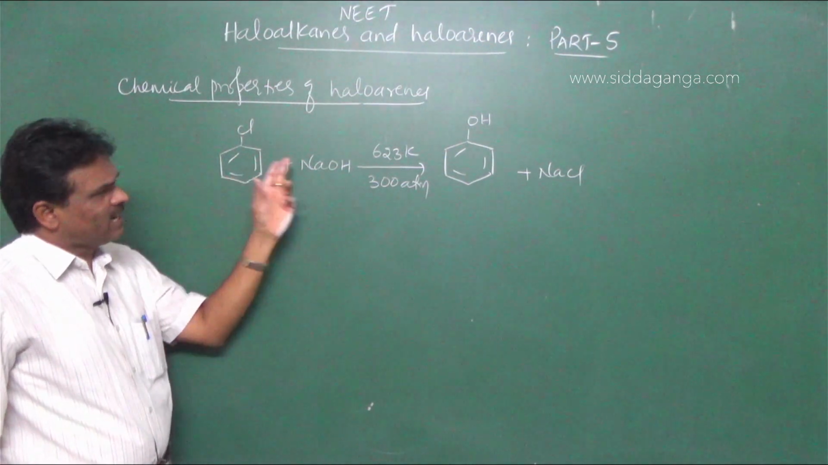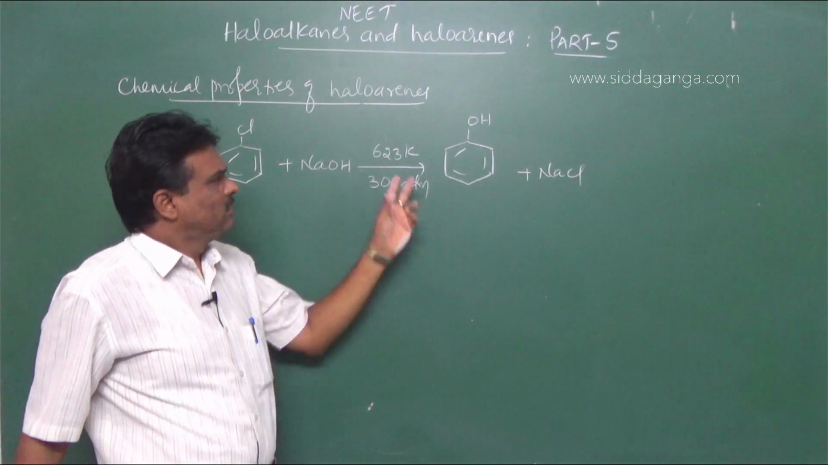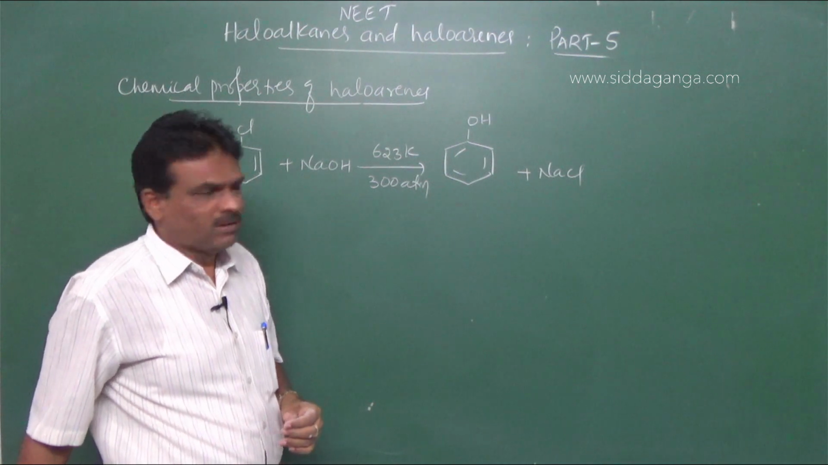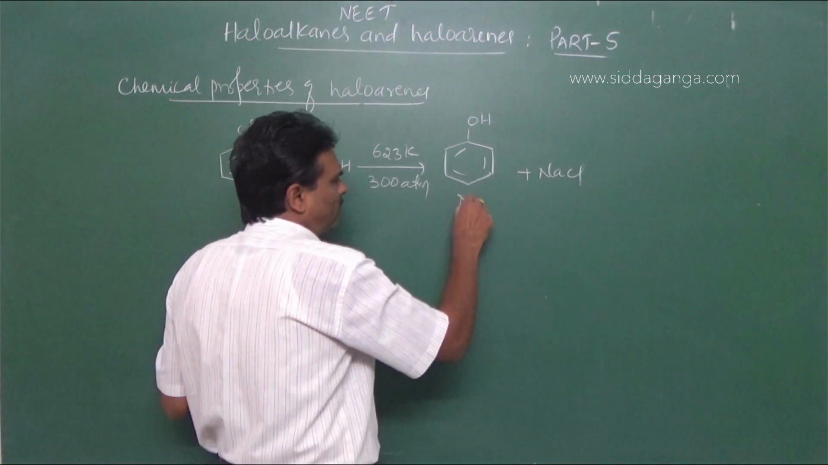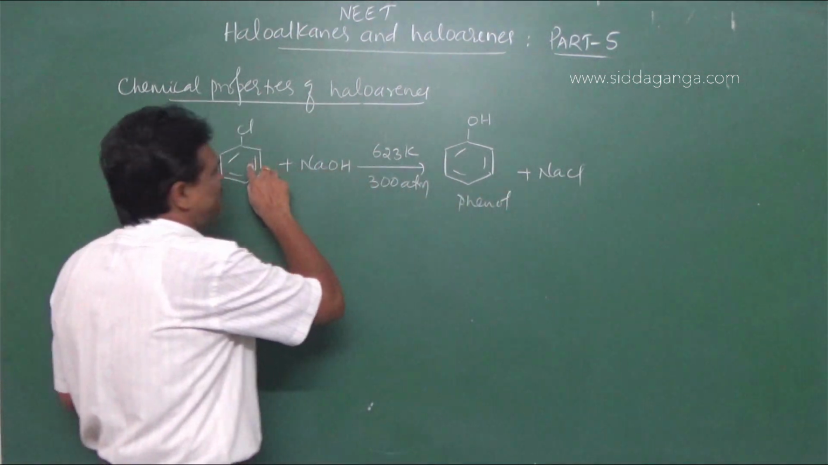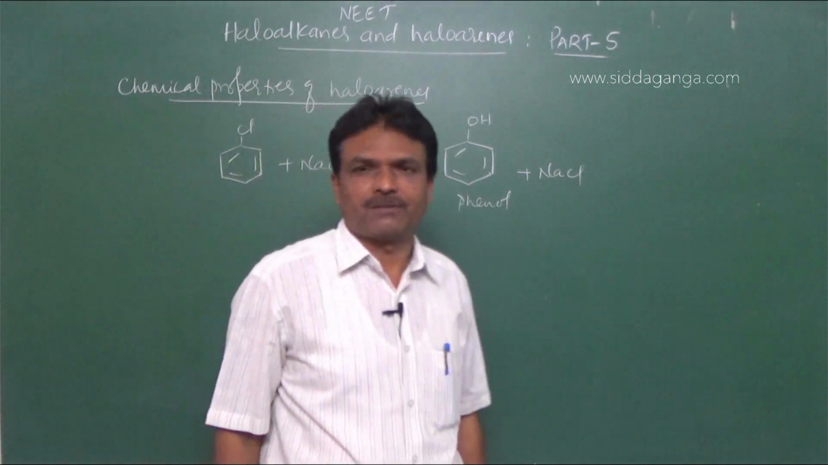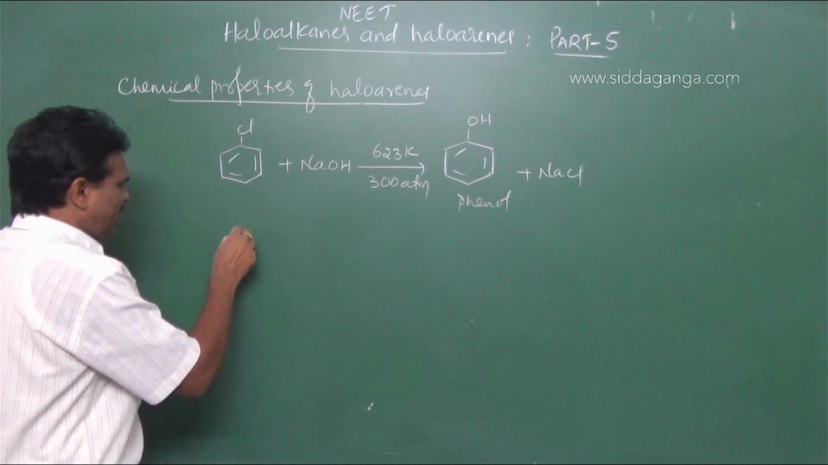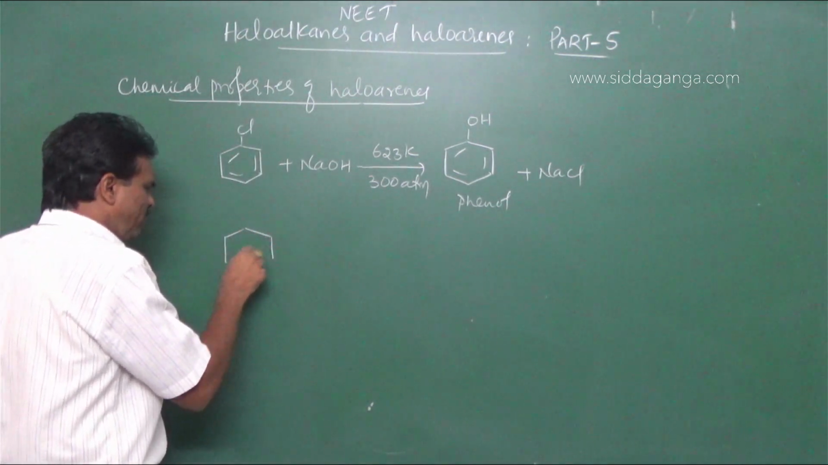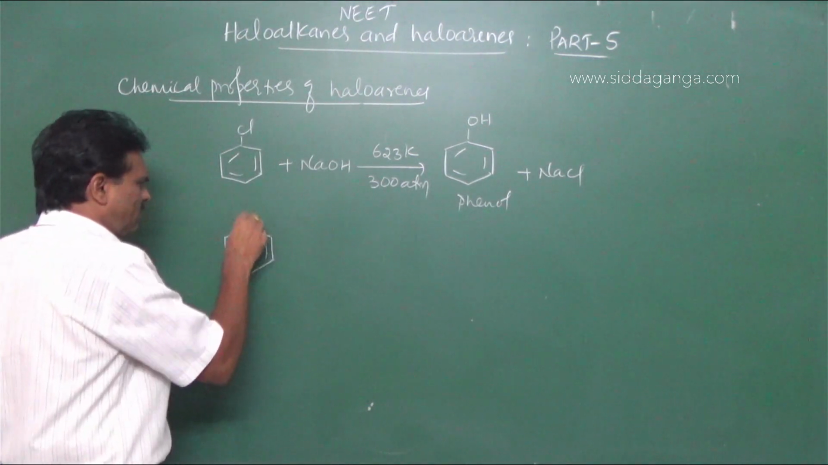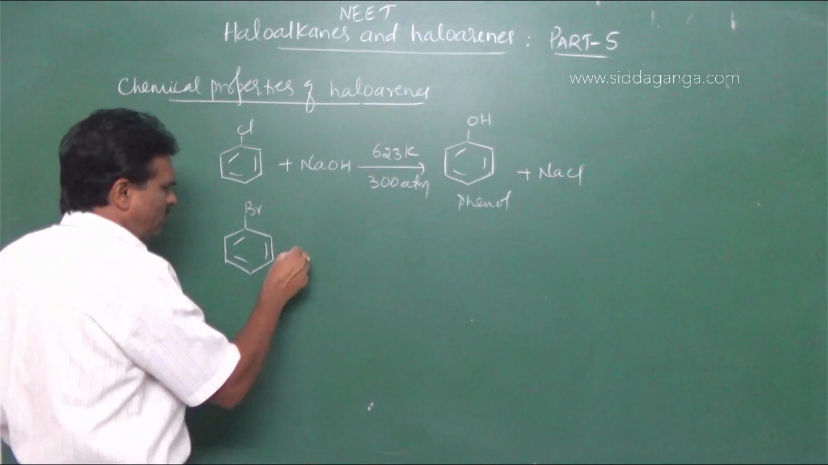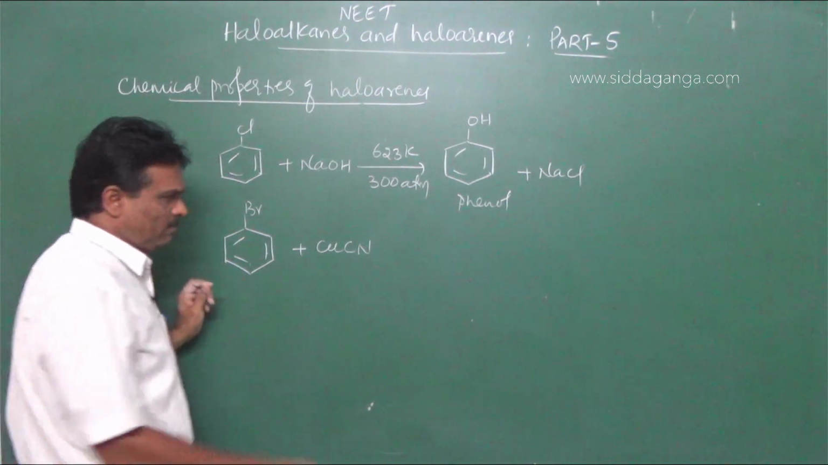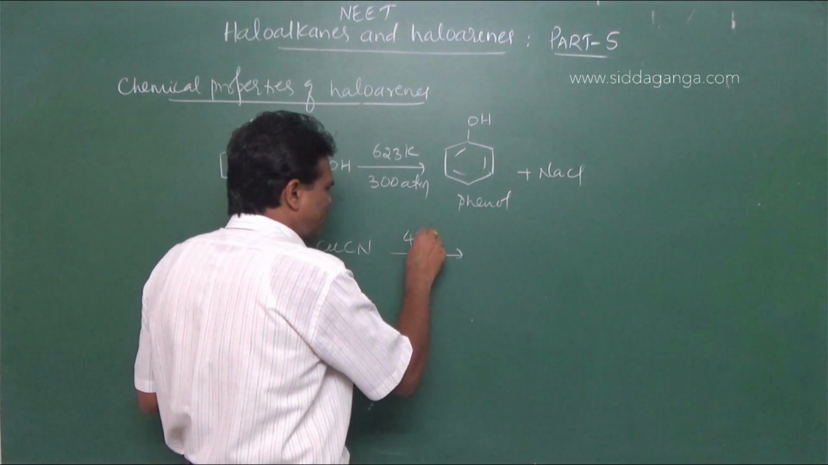That is why this reaction is carried out at high temperature, 623 Kelvin, and also at high pressure. So in this case we get phenol. But chlorobenzene to phenol is not possible at room temperature. It is possible only at high temperature. Then similarly, when bromobenzene or phenyl bromide is heated with cuprous cyanide at 473 Kelvin.